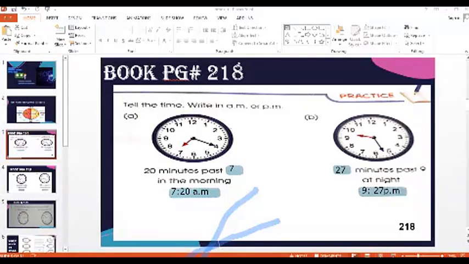So this is a simple work that you need to understand when you are calculating the time by using a concept of past. The numbers will be same, 20 minutes past 7. And when you write it in English, you mention your hour hand first and the minutes hand later.